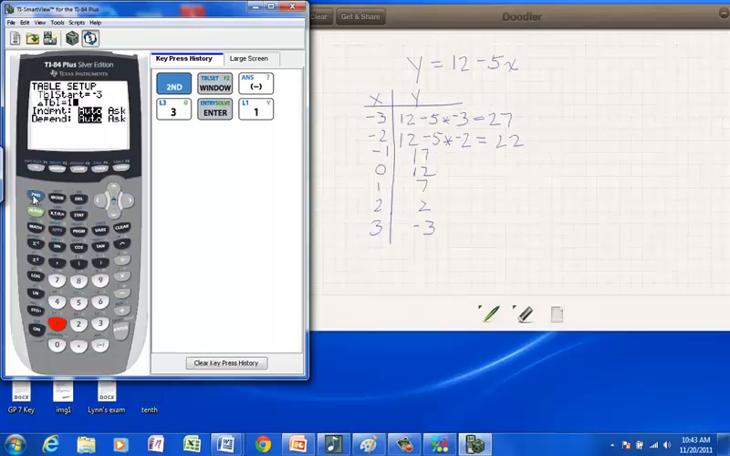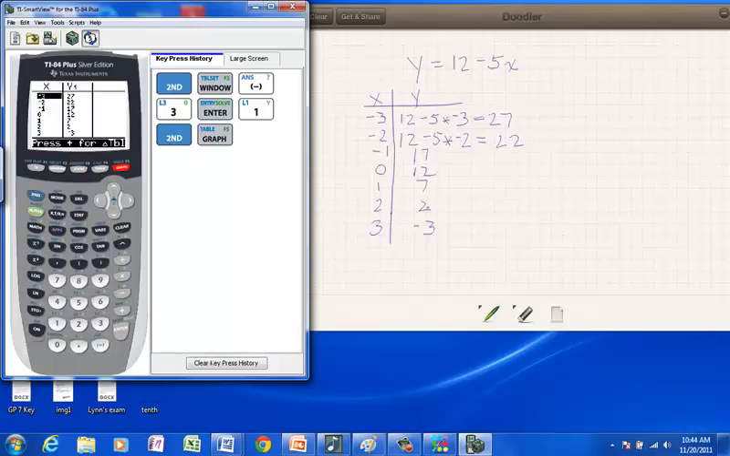So now I'm going to go to second and graph, and that gets me to the table window. And these numbers should match, so this is a good way to double check your work. 27, 22, 17, 12, 7, 2, and -3.